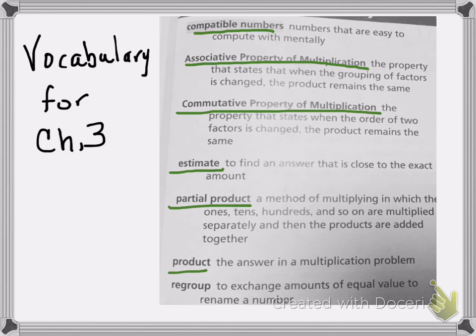The last one is regrouping. To exchange the amounts of equal value to rename a number. 18 can be renamed as 10 plus 8 or 9 plus 9. Regrouping. That is one of the ways that we can allow ourselves to exchange values and rename a number so that we can do our operations easily. Okay, let's move on to the next step.